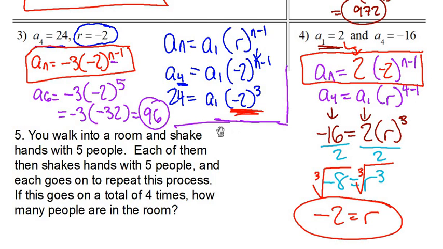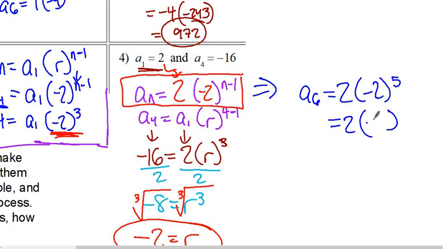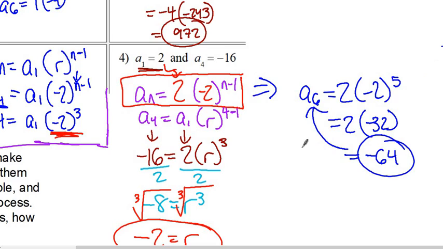And the last thing we need to do is find the sixth term. So a sub 6 will be equal to the first term times -2 to the 6 minus 1. 6 minus 1 is 5. And this is very similar to the other problem. -2 to the fifth, once again, is -32. 2 times -32 is -64. That's what the sixth term is.